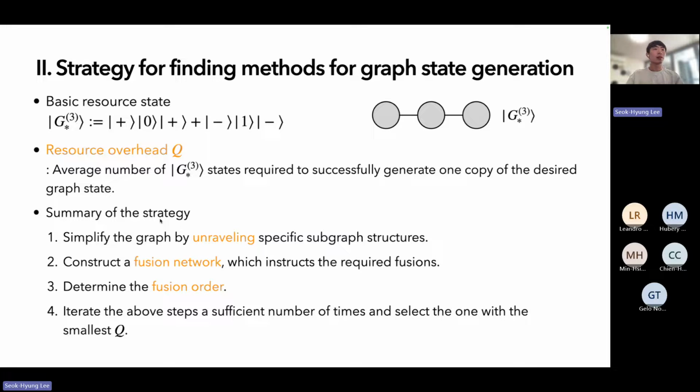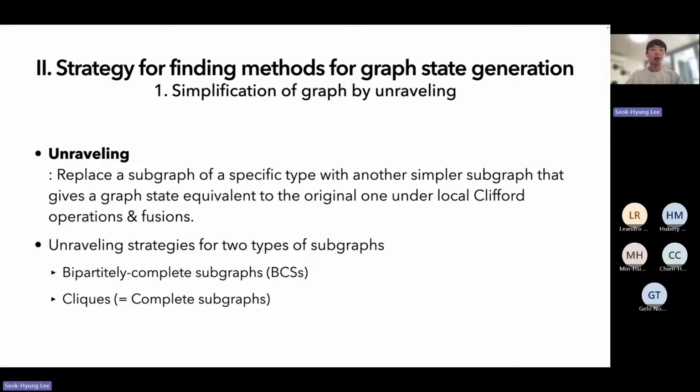And our strategy is summarized as follows. We first simplify the graph by an unraveling process for various subgraph structures, then construct a fusion network which specifies the required fusions between resource states, and then determine the time order of fusions. We repeat these steps 1, 2, 3 a sufficient number of times, and select the one with the smallest resource overhead. Let's look into them one by one. The first one is the simplification.